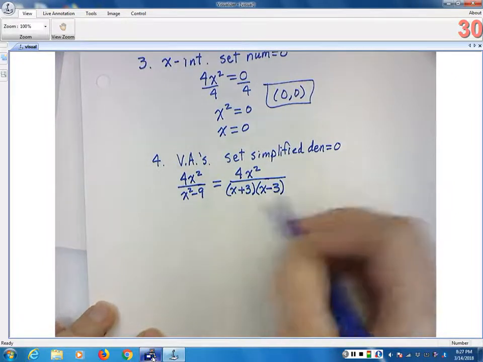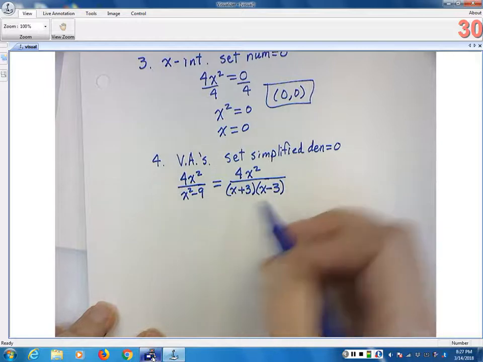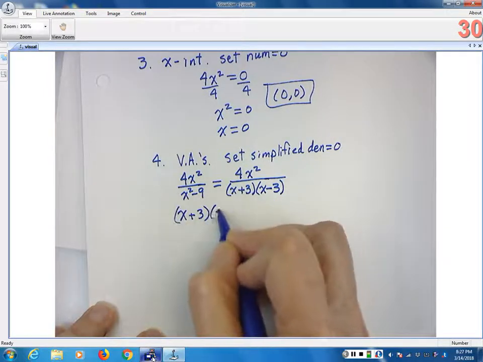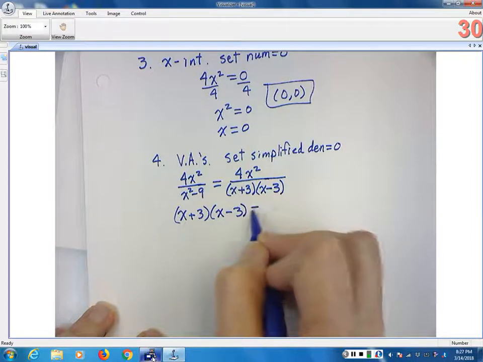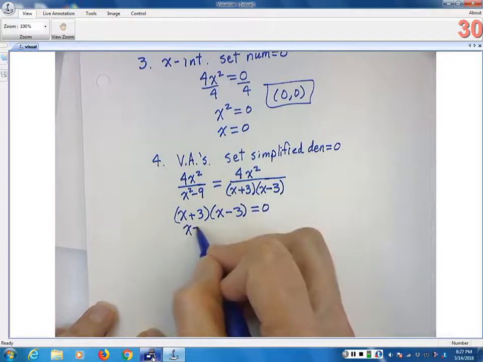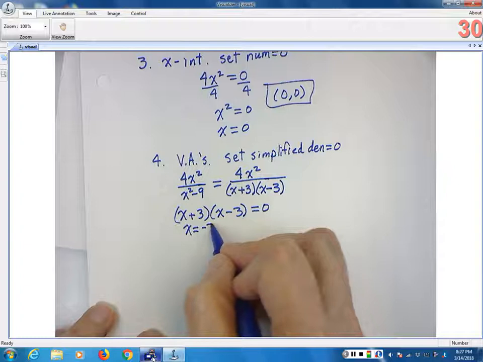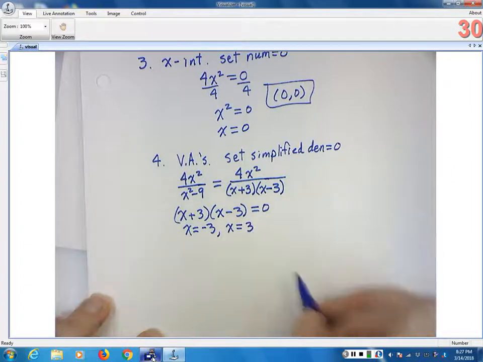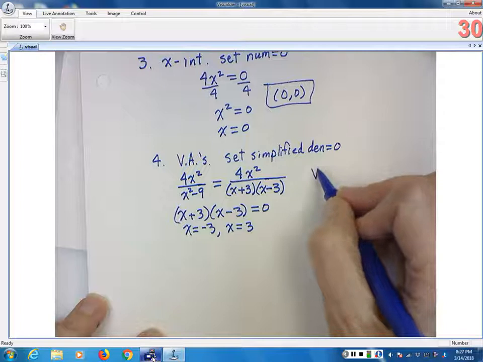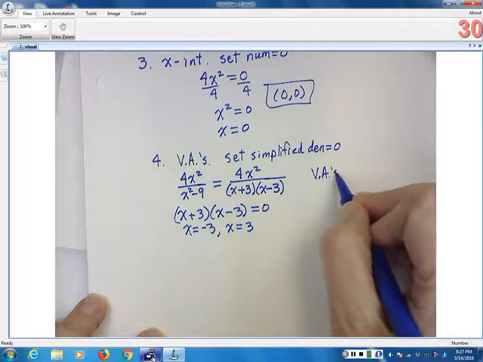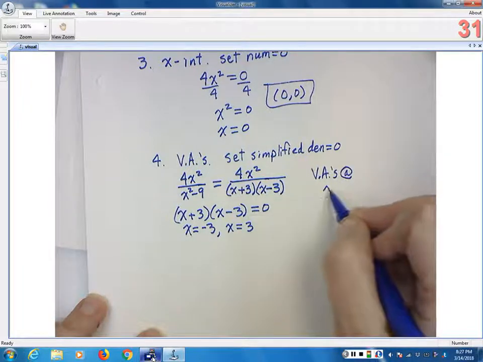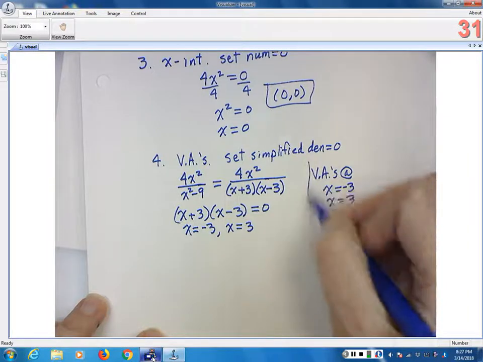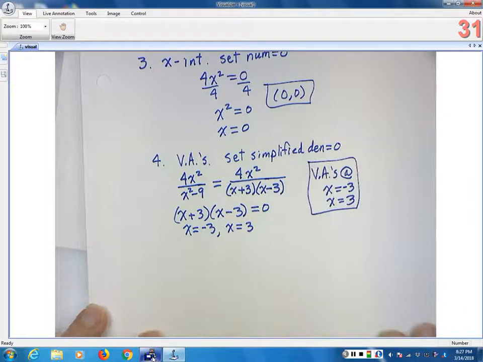So nothing cancels, so this is the simplified denominator. X plus 3 times x minus 3 equals 0. So x equals negative 3, or x equals 3. So we have VAs at x equals negative 3 and x equals 3. And we'll draw those in a minute.